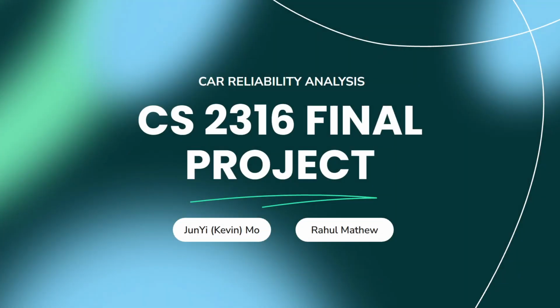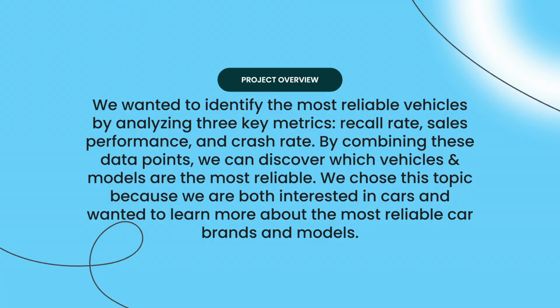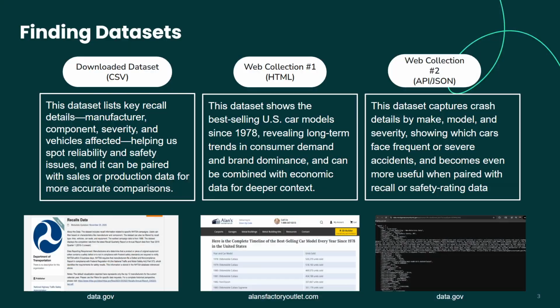This is our CS2316 project, and we're analyzing car reliability. We wanted to identify the most reliable vehicles by analyzing three key metrics: recall rate, sales performance, and crash rate. By combining these data points, we can discover which vehicles are the most reliable. We chose this topic because we are both interested in cars and we wanted to learn more about the most reliable cars, brands, and models.